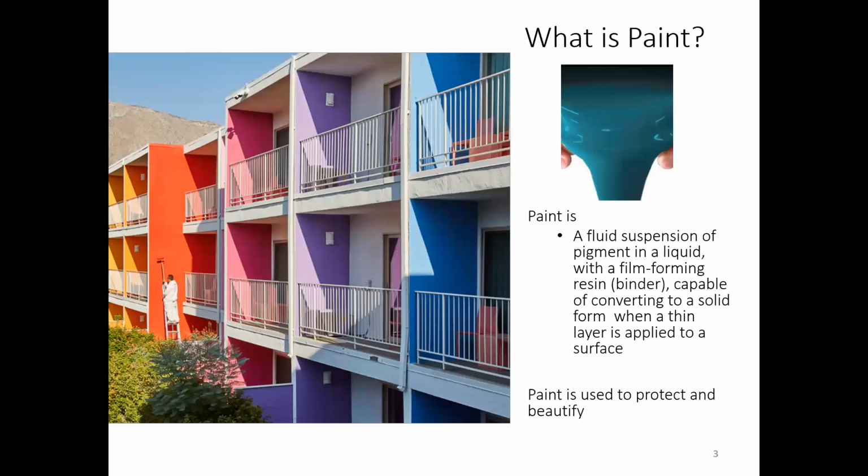So what is paint? Well, this is just a Webster's dictionary definition: a fluid suspension of pigment in a liquid with a film-forming resin or binder capable of converting to a solid form when a thin layer is applied to a surface. That's just a mouthful, but mainly paint is used to protect and beautify the space.